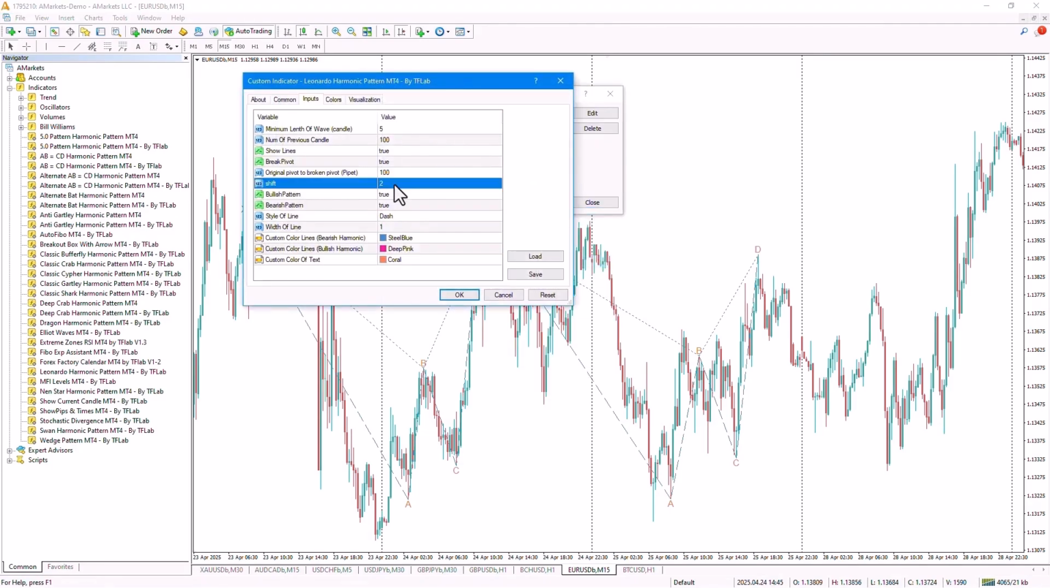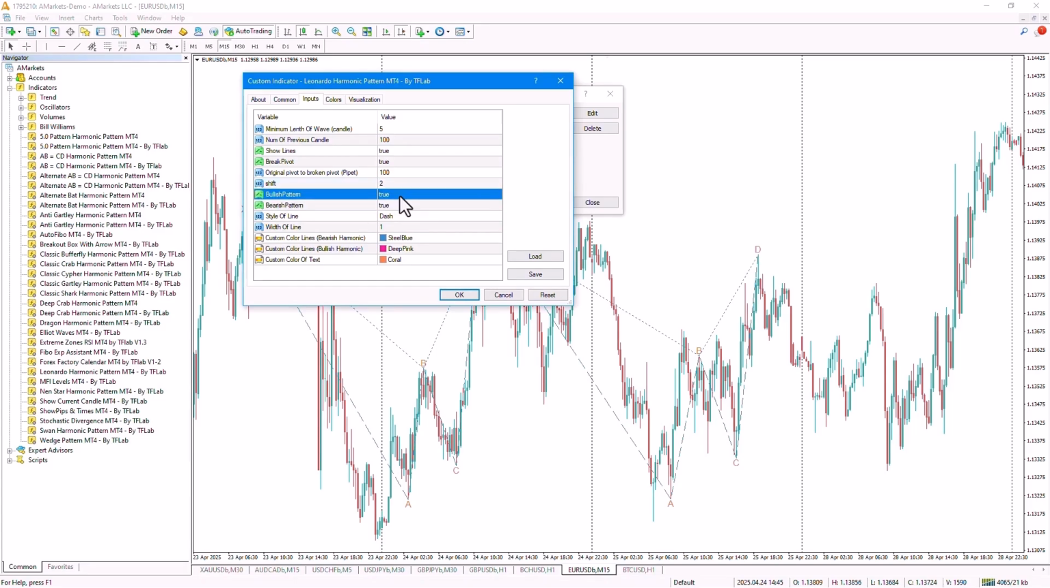In the next section, we can set the shift option, which is set to 2 by default. We can use this option as a confirmation for the validity of the pattern. In this section, it is set to 2 by default, which means after the pattern forms and the candle closes, it moves 2 candles forward and then examines the pattern. If I set it to 0, it examines the pattern as soon as the candle closes and displays it.